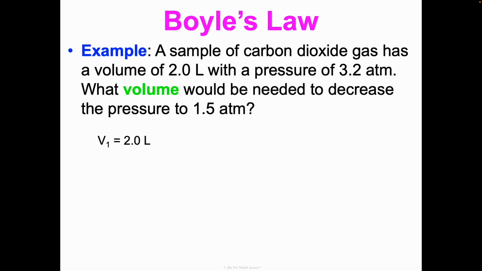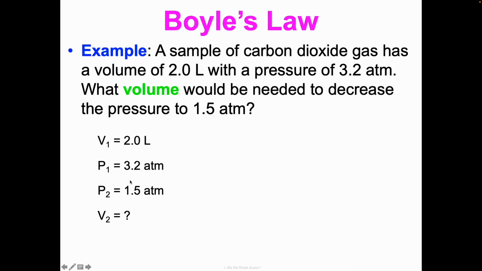Well, we have an initial volume of this gas and it's 2.0 liters. And we also have an initial pressure, which is 3.2 atmospheres. We also have a changed pressure, so P2, which is 1.5 atmospheres. And what do we want to know? We want to know volume 2. What would be the new volume if we're changing the pressure?